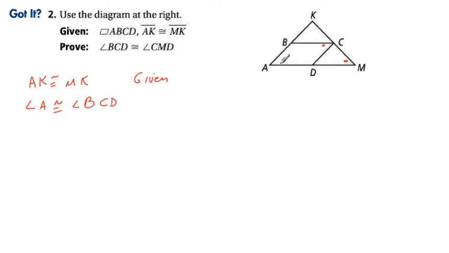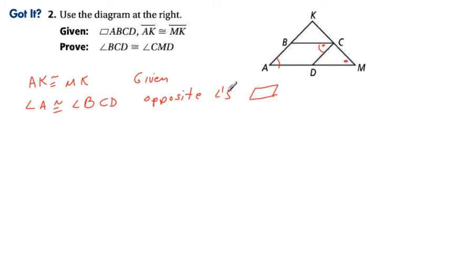Okay. Why would those two angles be congruent? This one right here is congruent to this one. And that's because those are opposite angles in a parallelogram. So you could just say opposite angles in a parallelogram. So go ahead and draw your little parallelogram symbol there. Okay. So we've got those two angles being congruent.